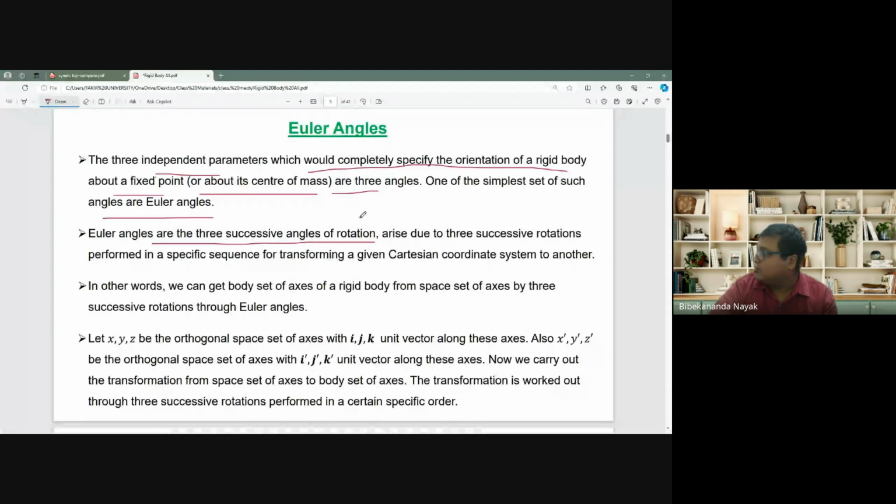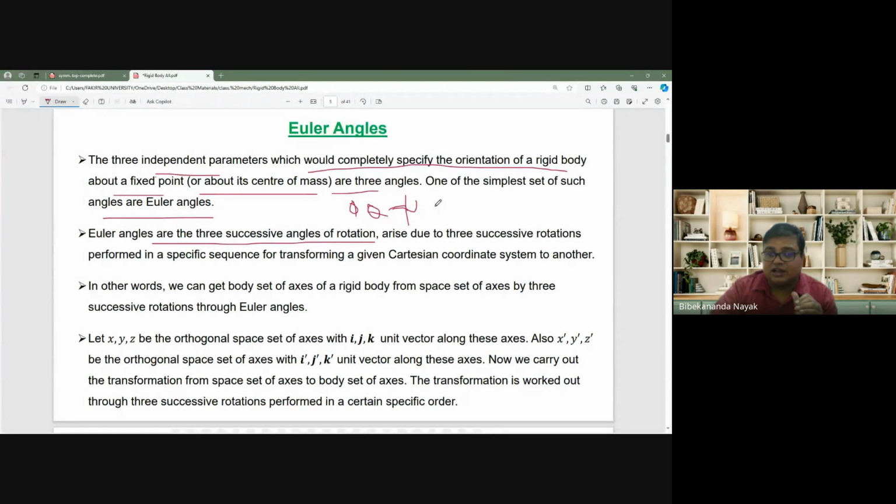The order will always be the same: phi, theta, psi. So first you rotate by phi, then theta, then psi. Order of successive angles of rotation matters. You cannot rotate first theta, then phi, then psi.